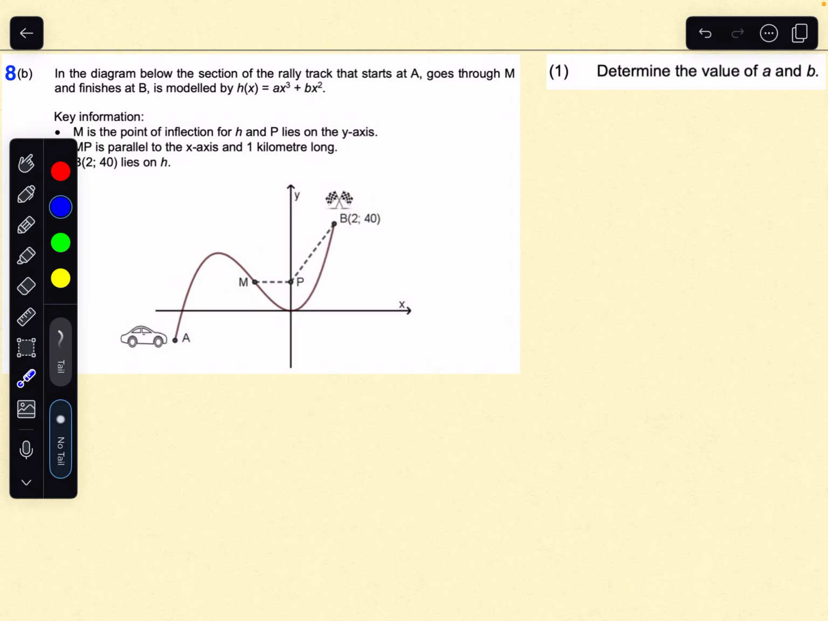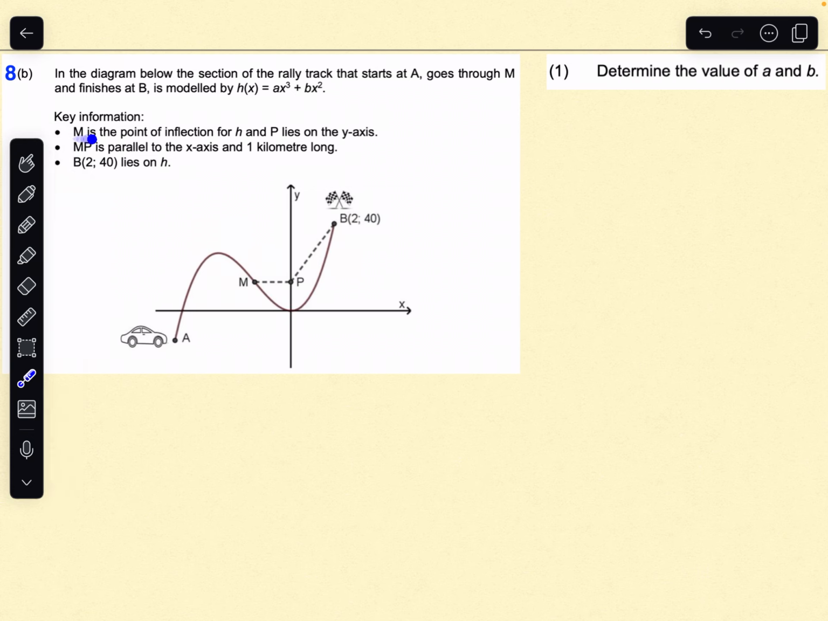Okay, so let's just figure out what's going on here. M is the point of inflection for h, so this is where we go from concave down to concave up. P lies on the y-axis. MP is parallel to the x-axis, which also means it's perpendicular to the y-axis, and it is 1 kilometer long. So what that allows us to establish is that M is (-1, y), right?